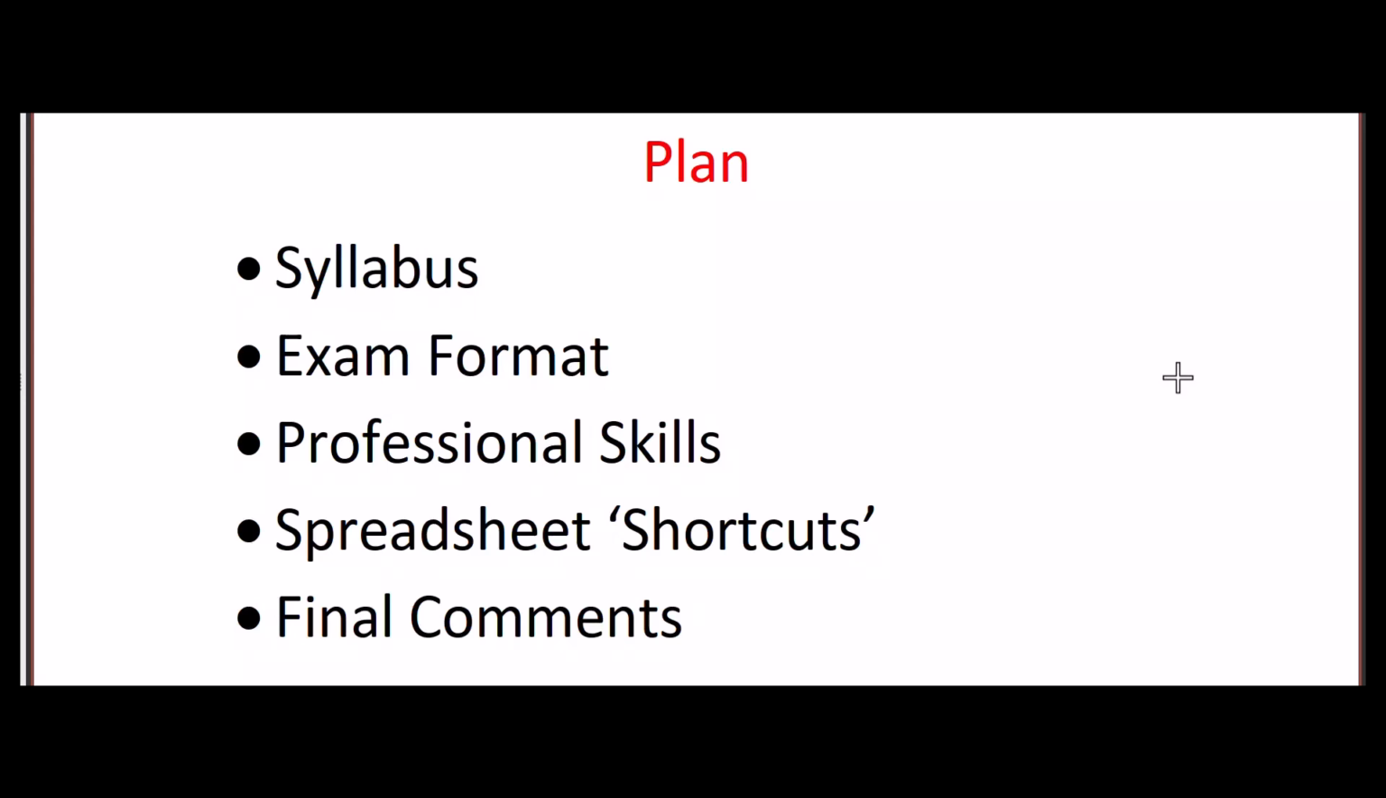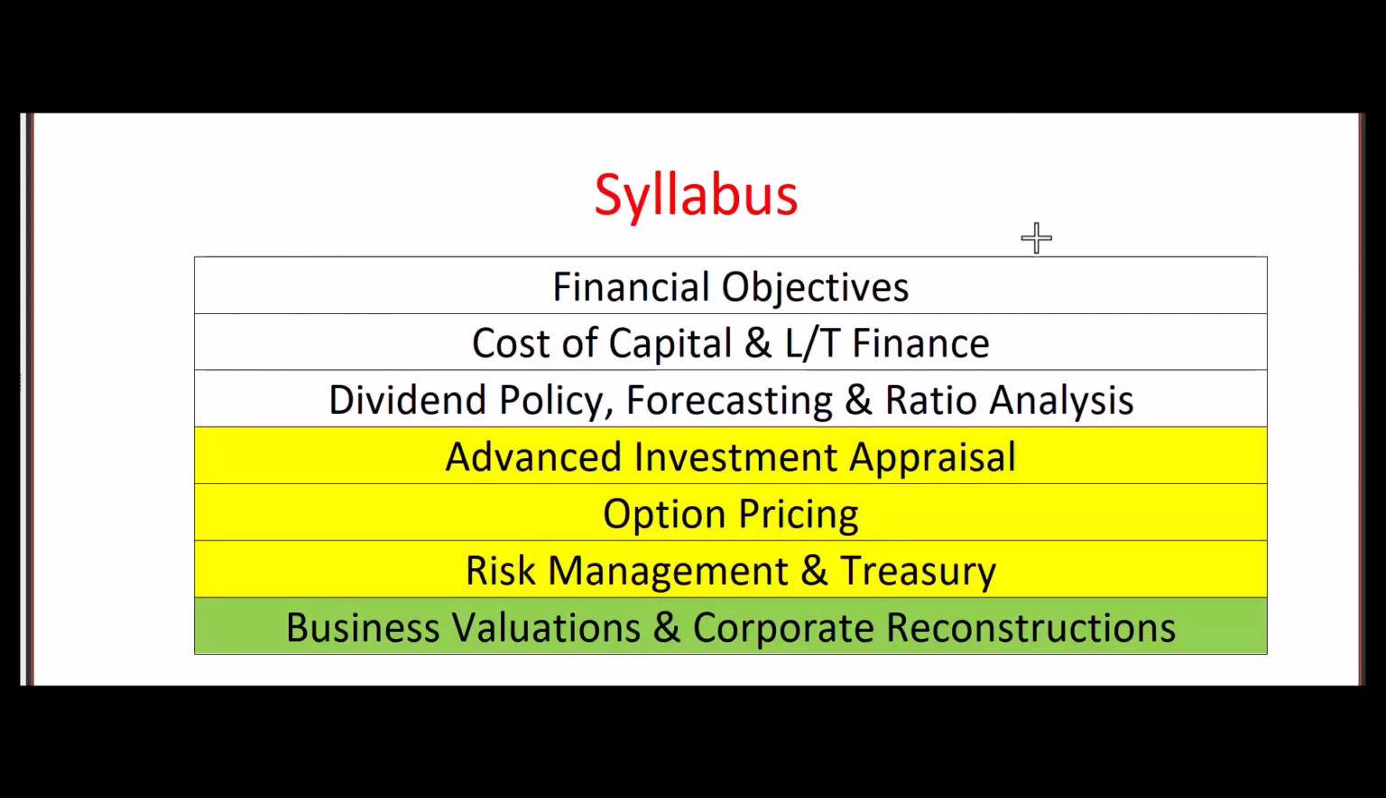The professional skills and how they are examined in ACCA AFM, the spreadsheet shortcuts, which is something I think many candidates who look at AFM may not be fully aware of: the amount of shortcut calculations that circumvent the amount of calcs needed at AFM and make it a much simpler paper as far as those calculations are concerned. And like I said, at the end, I'll come up with my final comments.